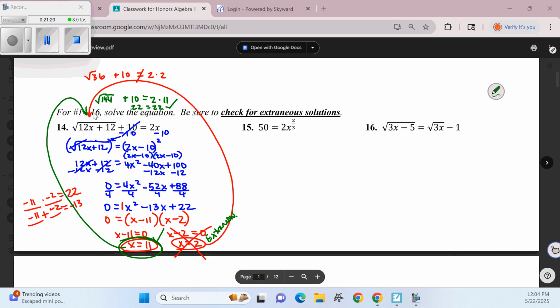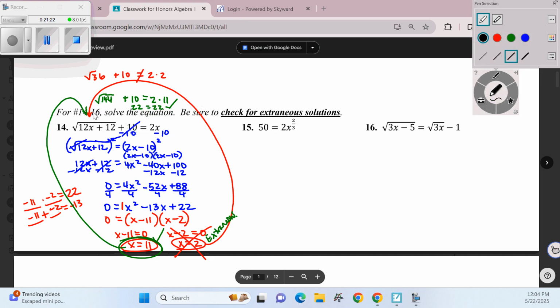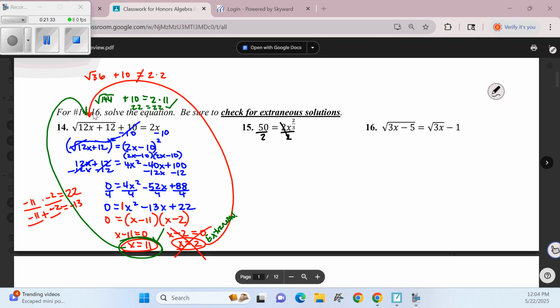In number 15, right next door, the first thing we want to do is divide off the 2 to try to get that x or that radical alone. Technically, a fractional exponent is a radical. So to get that alone, we end up with 25 is equal to x to the 2/3.